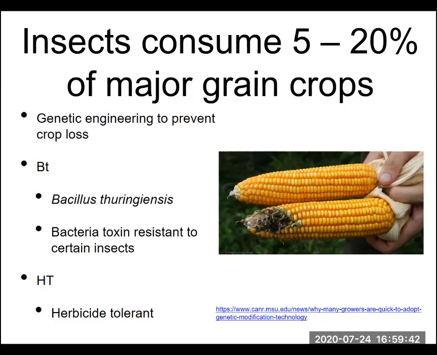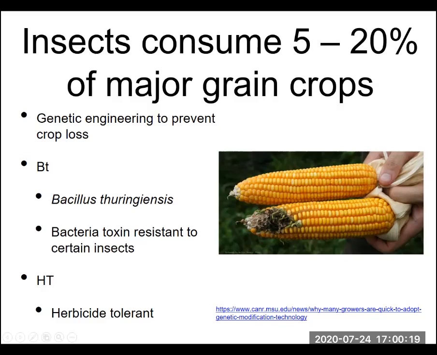One example of this is BT, Bacillus thuringiensis, a bacterial toxin. BT is a bacteria that produces a toxin that basically kills certain types of insects. The insects that grow and try to feed on the area that has BT are just going to be killed off and they're not going to eat it. The idea being that if we put BT onto the corn as it's growing, these insects aren't going to be doing it.